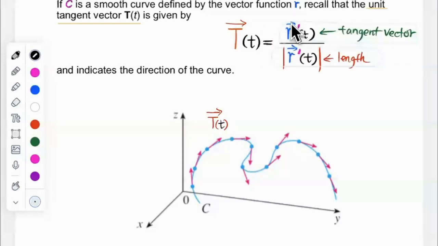That's equal to the tangent vector at this point divided by the magnitude of that tangent vector. And that's called the unit tangent vector. And what does this unit tangent vector do? It indicates the direction of the curve. So at this point, you have this direction of the curve, and then it changes direction like this, right? So the unit tangent vector indicates the direction of the curve. See all those pink vectors there? They are the unit tangent vectors of the curve.